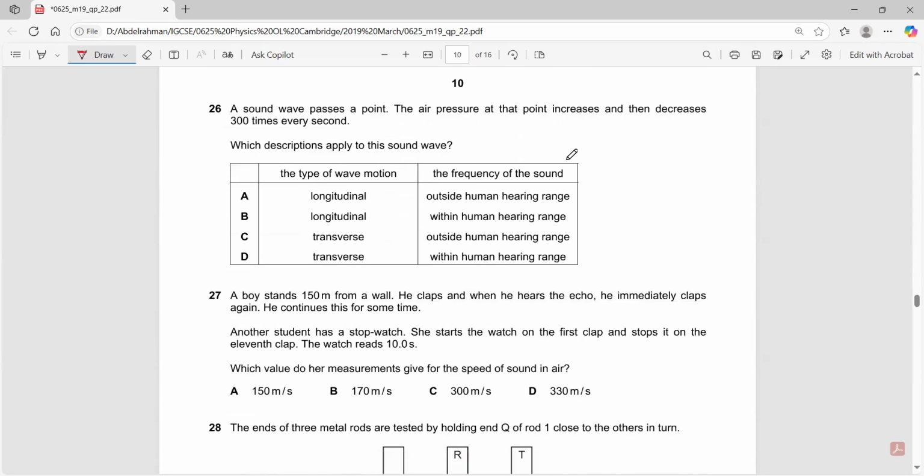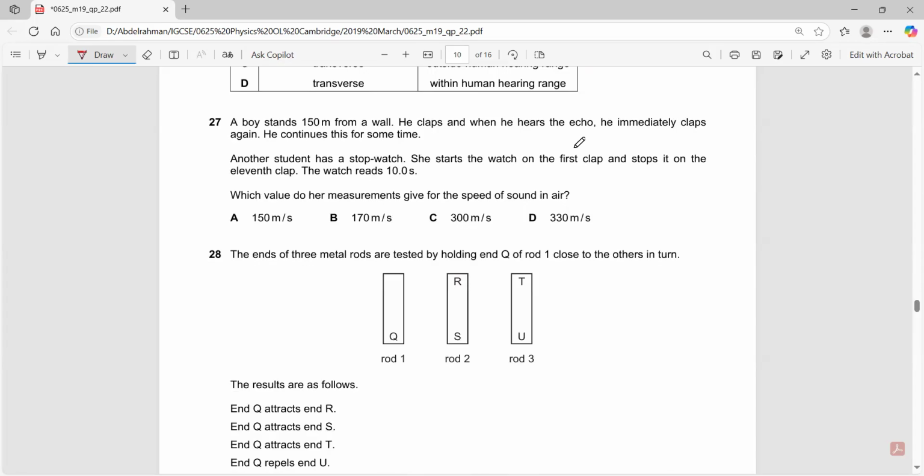A sound wave passes a point, and the air pressure at that point increases and then decreases 300 times every second. Which descriptions apply to this sound wave? Is it a longitudinal or a transverse wave? We know that it is a longitudinal wave. Frequency, what is the frequency? 300 times per second, 300 hertz. Can we hear this frequency? Yes, we can. It is within the limits.